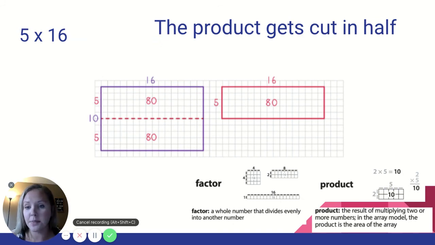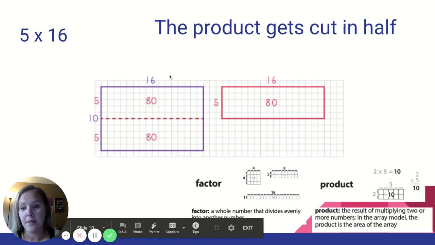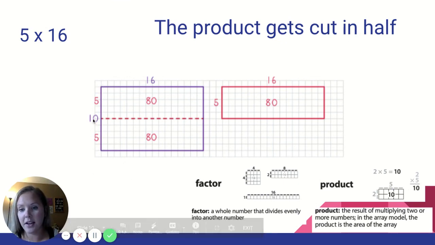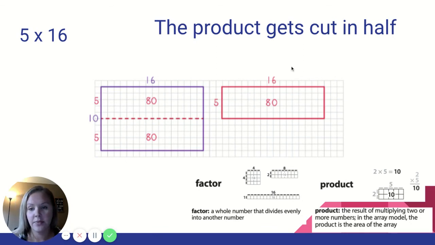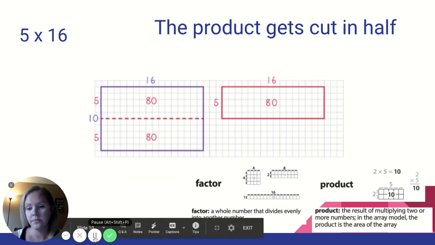So when we think about this problem 5 times 16, I'm actually going to go back and look at 10 times 16. And I'm going to cut this 10 in half. Okay, so when I cut it in half, what I'm left with is 5 times 16. And we know that half of 160 is 80. So I can now use that problem before to solve this problem.